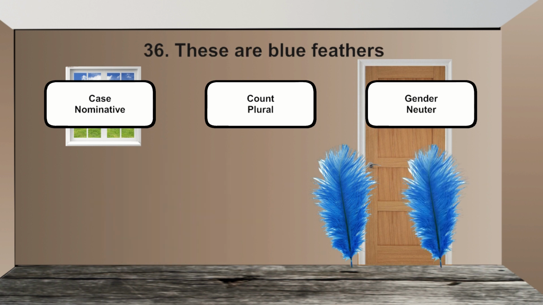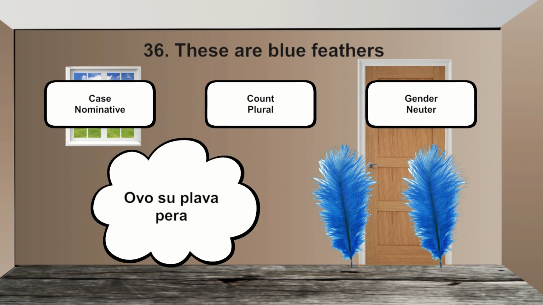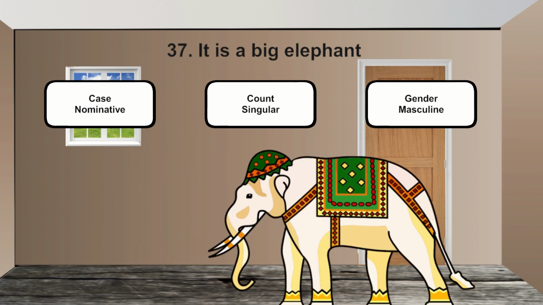Question 36. Pitanje 36. These are blue feathers. Neuter, plural. Ovo su plava pera. Ovo su plava pera.